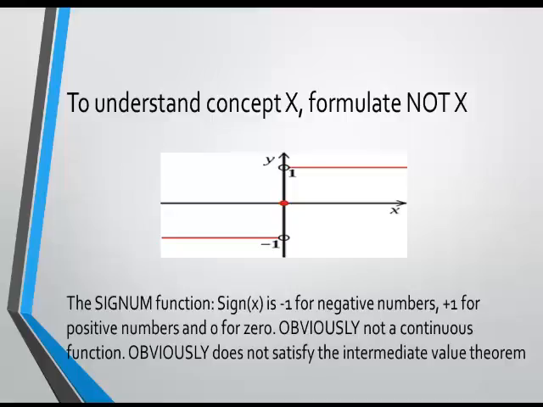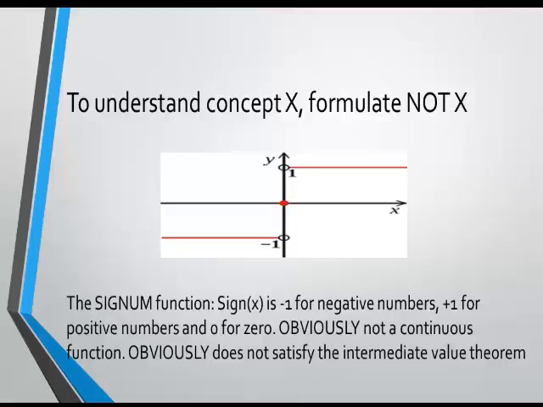One very important method for understanding a concept is to try to formulate its opposite. So if you want to understand continuity, think about what it means to be not continuous. So this is a signum function. The signum function is the sign function. For negative values, it takes the value minus 1. For positive values, it takes the value plus 1. And for 0, it doesn't have a sign, so it's the value 0. It is pictured in red in this graph.